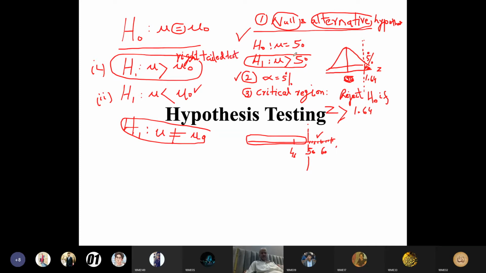Now let's suppose you carry here a less than sign. Then for the less than sign, you draw a test which you call left tail test. It is minus 1.64. It's a less than. If it is a not equal, then it's 1.96. So it's greater than 1.96 and less than minus 1.96. And that is to be treated as a critical region. So here we accept, here we reject.